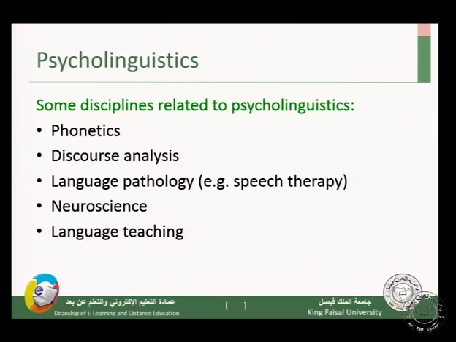and neuroscience. As most of you know, there are diseases which can affect the production of language, like Alzheimer's disease, like Parkinson's disease. Both of these diseases can affect the way you speak and the way you understand language. And finally, psycholinguistics can be approached via language learning.